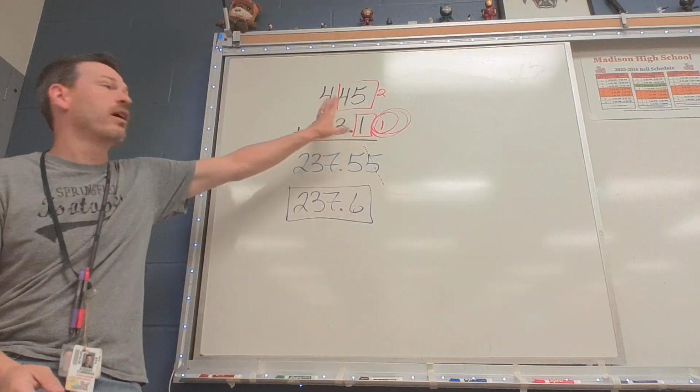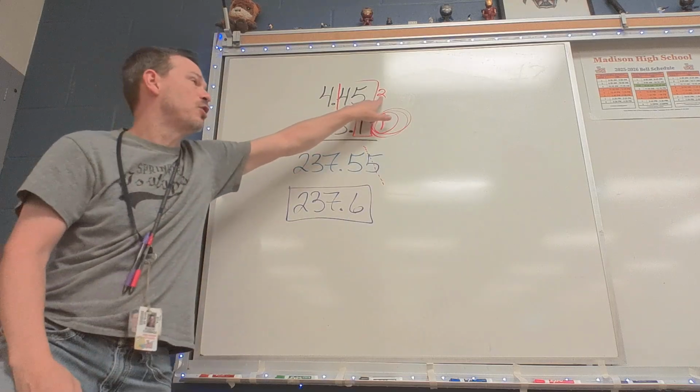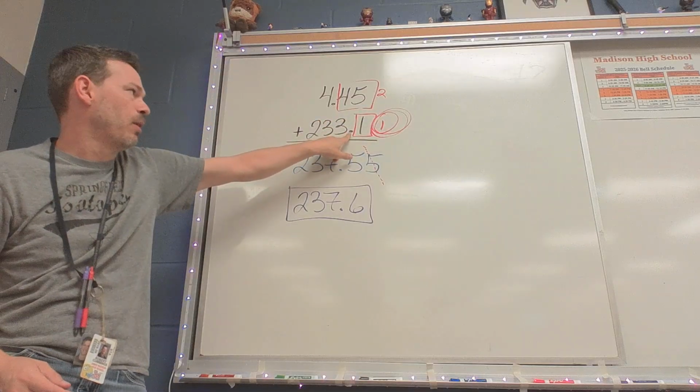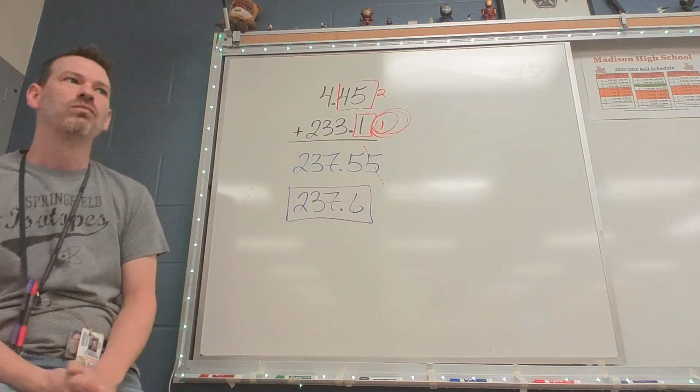I'm just going off digits to the right of the decimal for adding, subtracting. So this number had 2 digits to the right, and this decimal had 1 digit to the right, and 1 is smaller than 2.